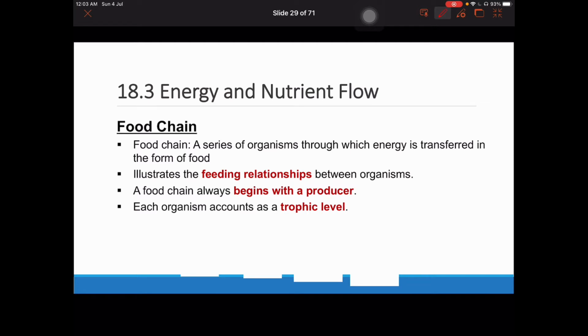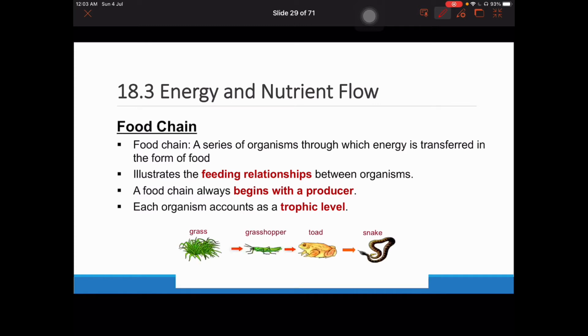Every food chain must start with a producer, that's a given, and each organism is known as what we call a trophic level, right? So this is an example of a food chain. You start off with the grass, which is the producer. Then there's a grasshopper, followed by the toad, as well as the snake, right?